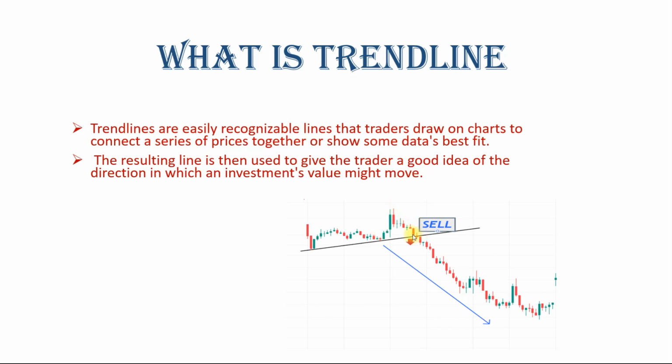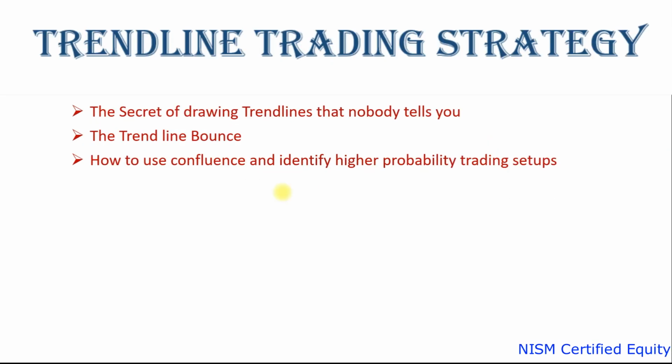And when the price is breaking this trend line, we can look for selling opportunities here, and you can see the fall from that trend line. This is called a trend line breakdown. Trend line trading strategy. So we can trade with this trend line trading strategy.